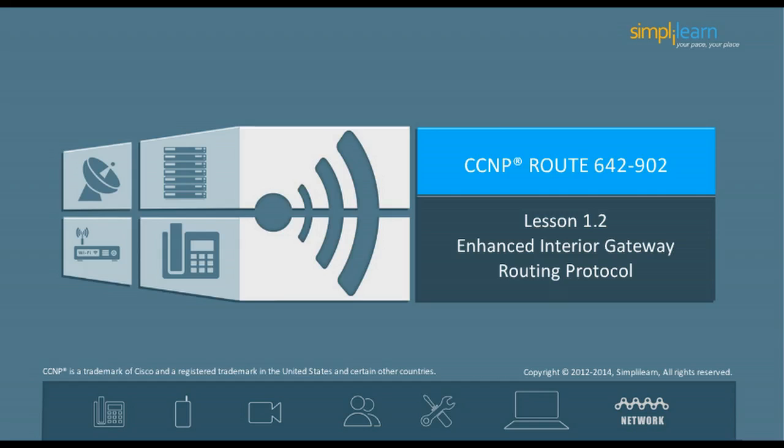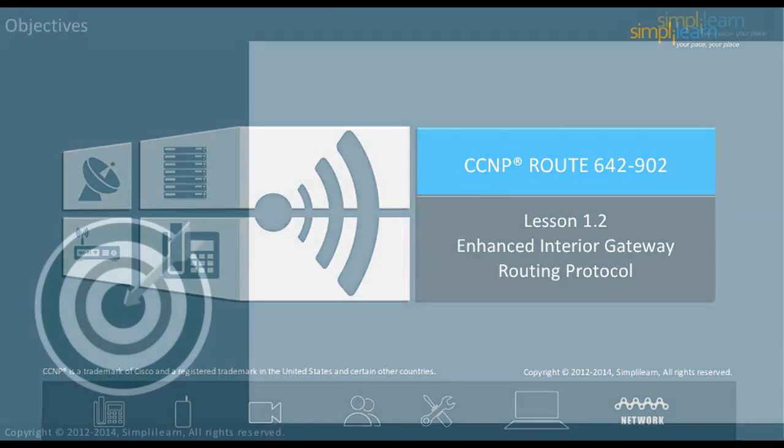The previous lesson focused on static routing and administrative distance. In this lesson, we will discuss EIGRP. Let us begin with the objectives of the lesson in the next slide.